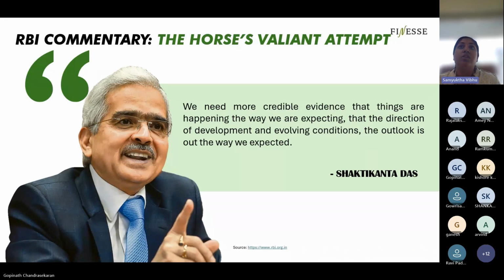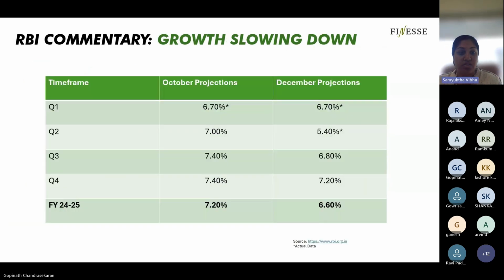At the same time, we've also had one quarter of growth numbers that have come in, which are well away from the previous projections, right? So we'll move on to the next slide where you can actually see this data between, say, October and December. What was the difference in projections? And here you see that growth is significantly slowing down, right?